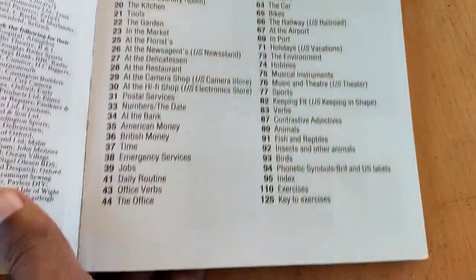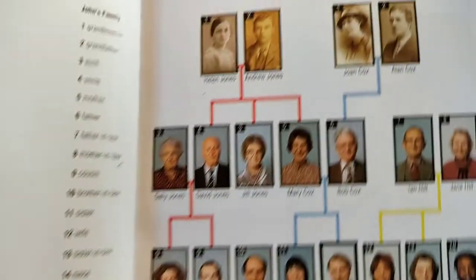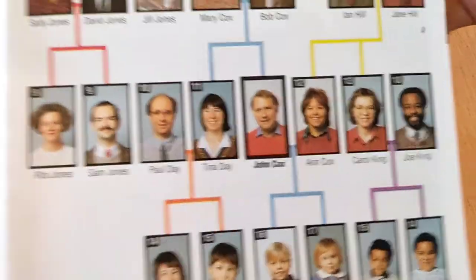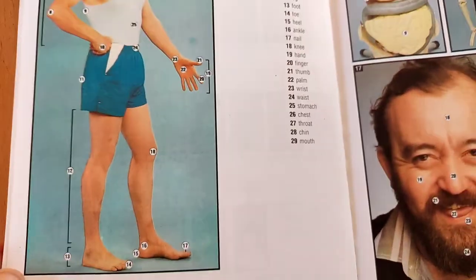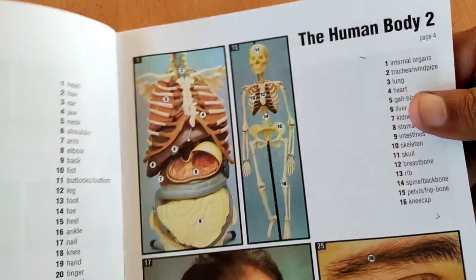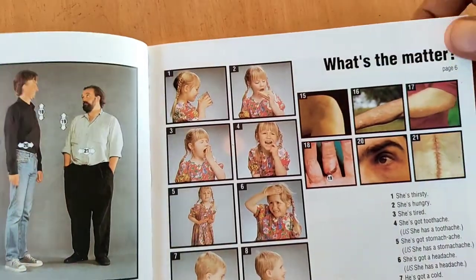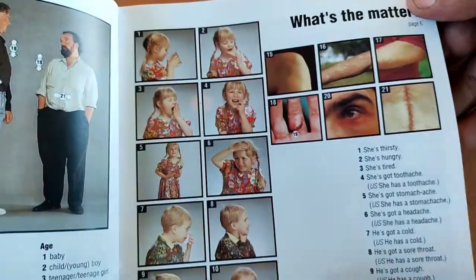This is the contents page here. First lesson is family relationships. Here you can see, here we have the human body. Vocabulary related to human body, and here you have extra vocabulary, physical description. You can see there are numbers and the word is pointing to those numbered pictures, photos actually.